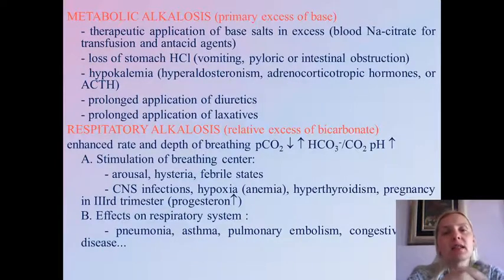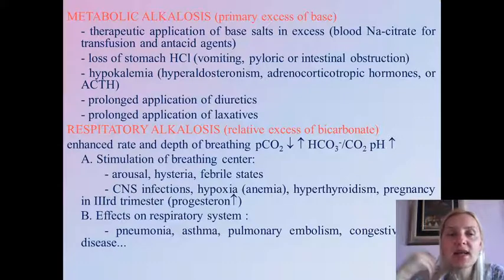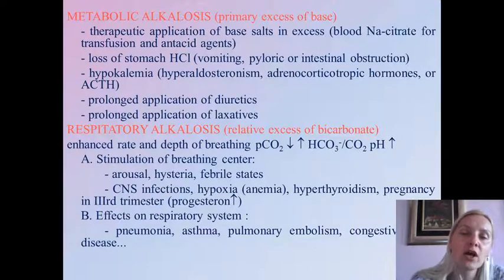Speaking of metabolic alkalosis, that is the primary excess of base, which can arise from, for example, therapeutic application of base salts in excess, for example, sodium citrate in transfusion, and application of antacid agents, or due to huge loss of stomach hydrochloric acid because of vomiting or pyloric or intestinal obstruction. Then hypokalemia that we have mentioned before, due to hyperaldosteronism or defects of adrenocorticotropic hormone, or ACTH, or prolonged application of both diuretics and laxatives.